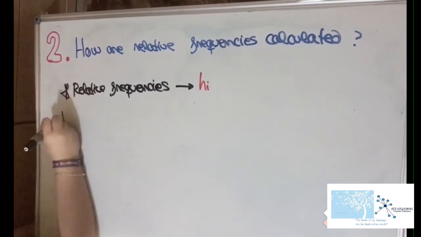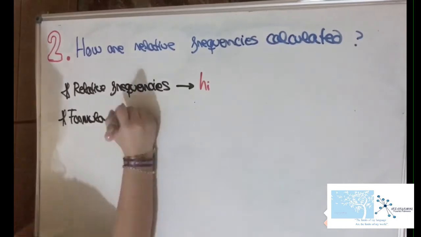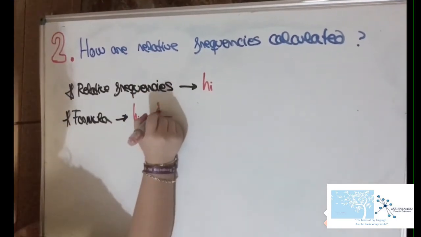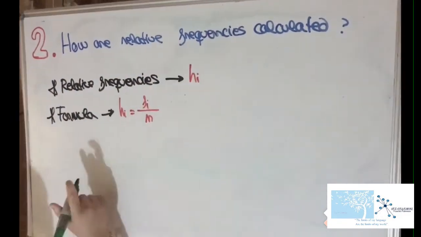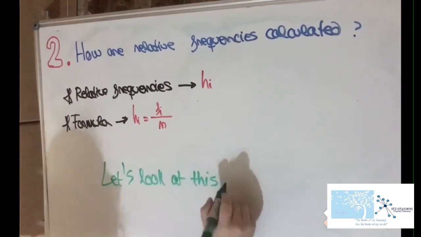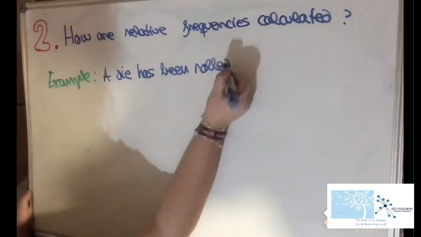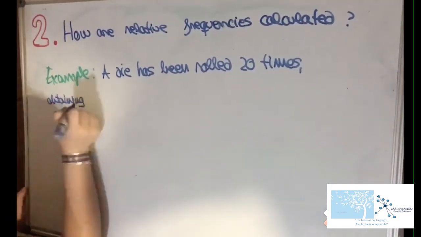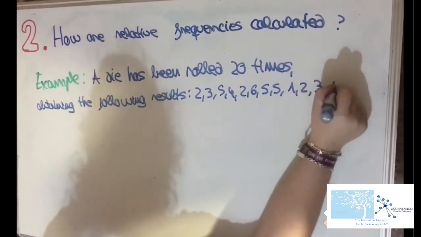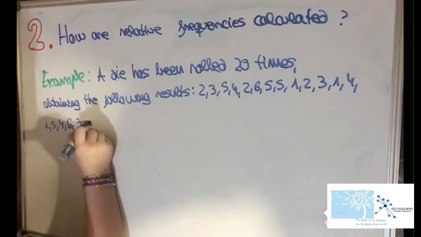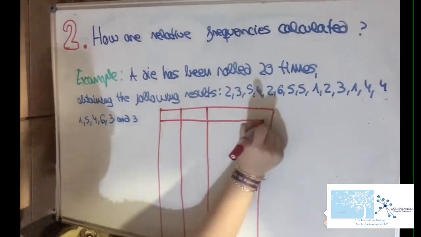Relative frequency is denoted as hi. The formula is: we already know that fi is the absolute frequency and n is the total number of data. Let's look at this in an example. Example: a die has been rolled 20 times, obtaining the following results. With this data, we will build the frequency table.